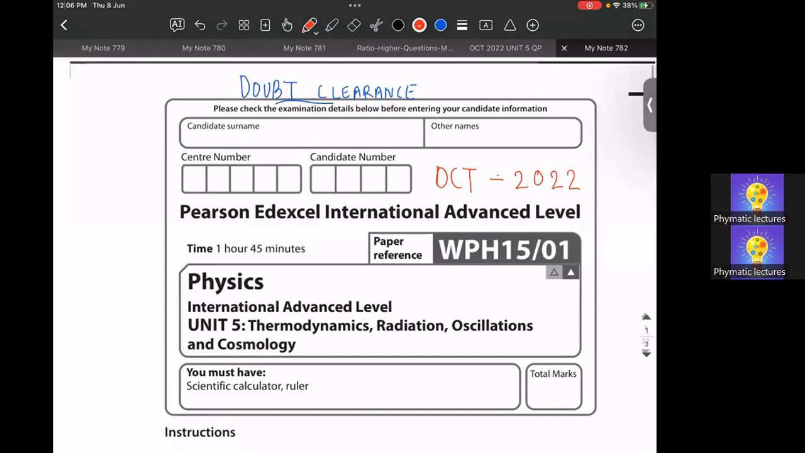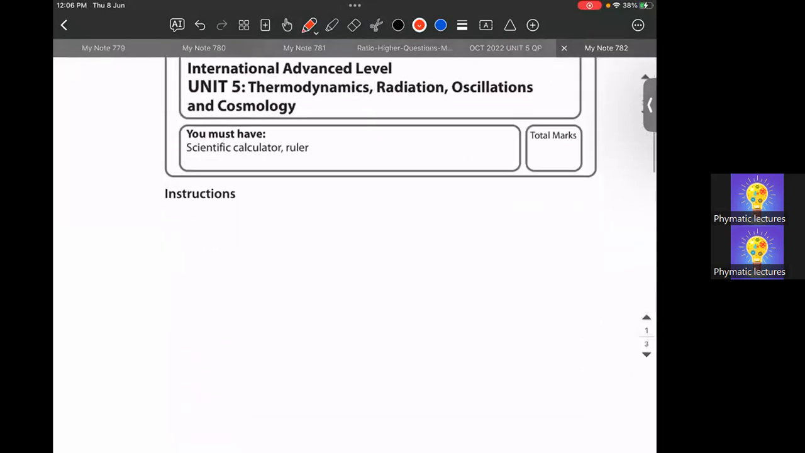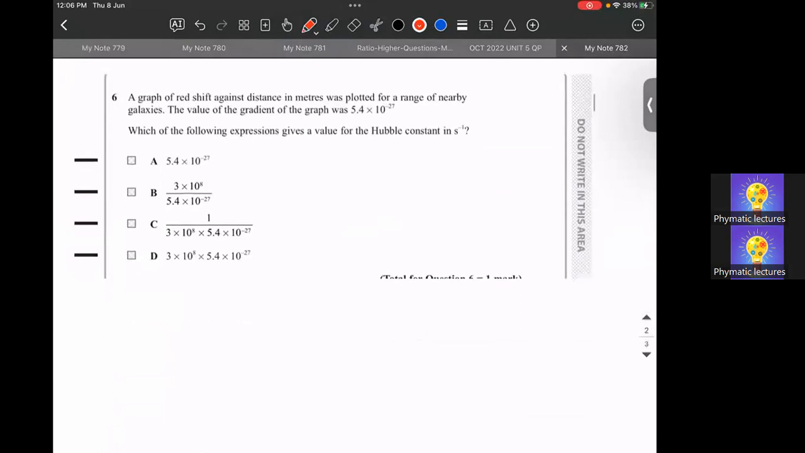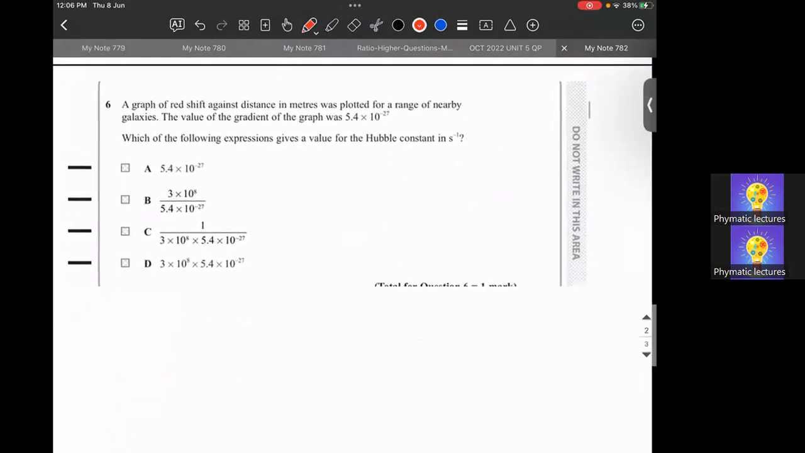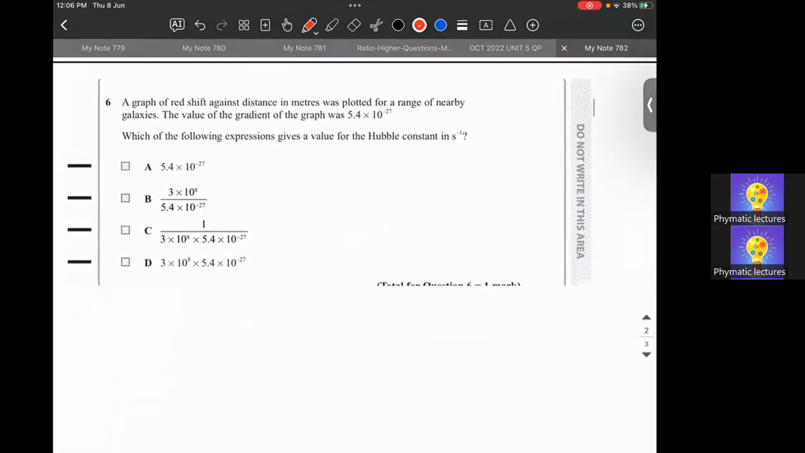Some of my subscribers requested me to do some questions from October 2022 Unit 5. One of the questions is question number 6. It's a little bit tricky, but it's simple. The graph of redshift, so its keyword is redshift. The redshift against distance in meters was plotted for a range of nearby galaxies. The value of the gradient of the graph was 5.4 times 10 to the power of minus 27. Which of the following expressions gives a value for the Hubble constant in second raised to minus 1?